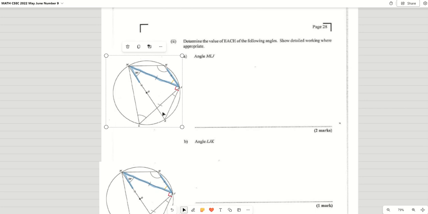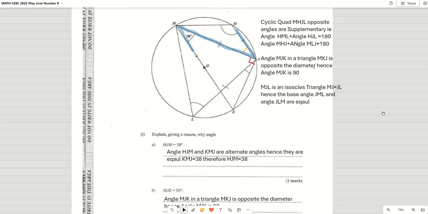Right, obviously in the exam room you'll just have to flip back. They said determine the value of each of the following angles, show detailed working where appropriate. They want MLG. Okay, one other rule I realized I forgot.